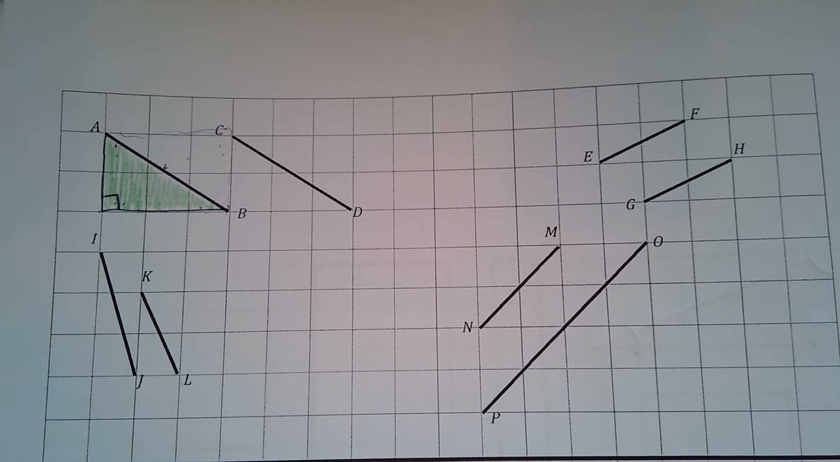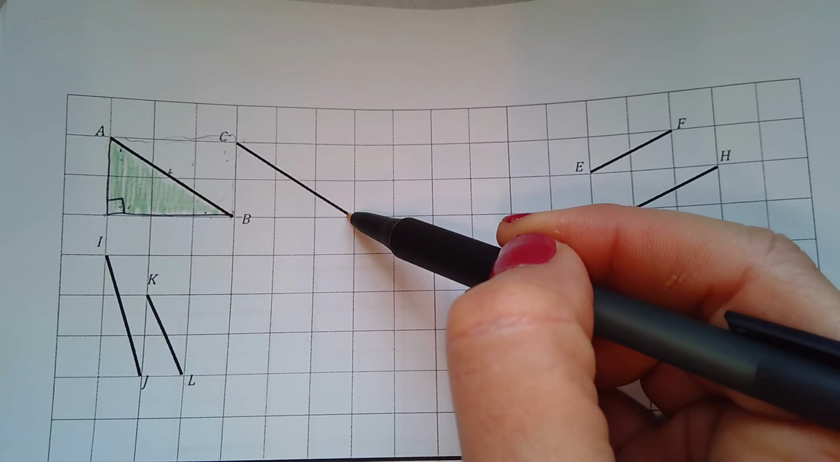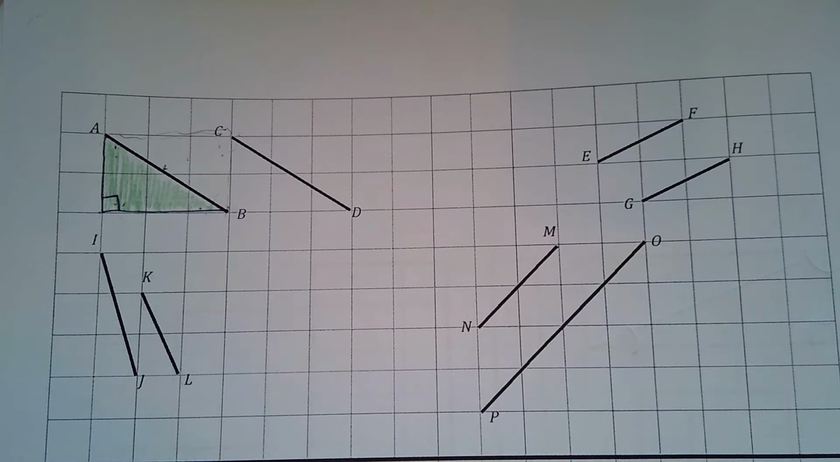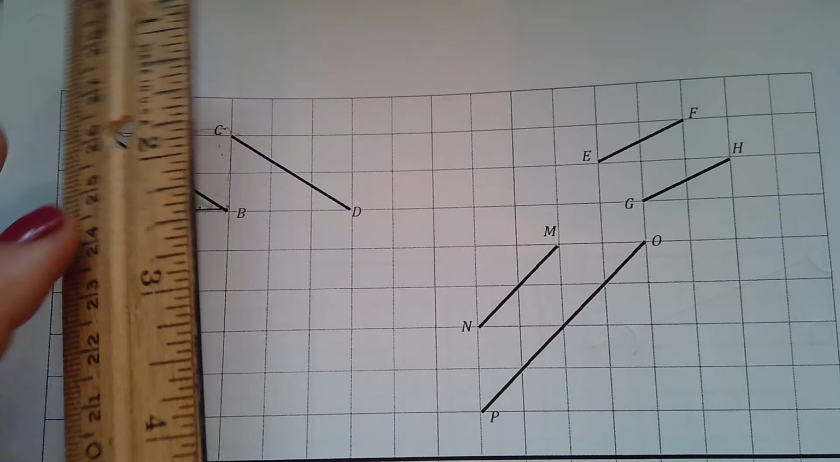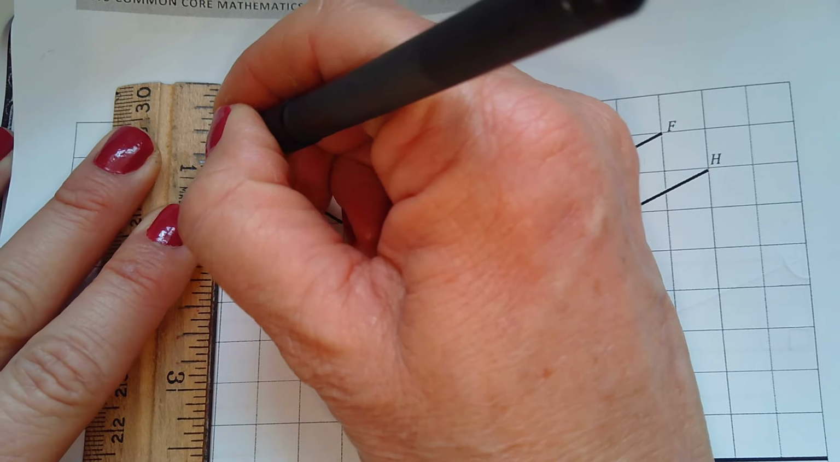Now, look at line segment CD. Shade a right triangle that has CD as its longest side. So what is that going to look like? Well, it's going to look like this.